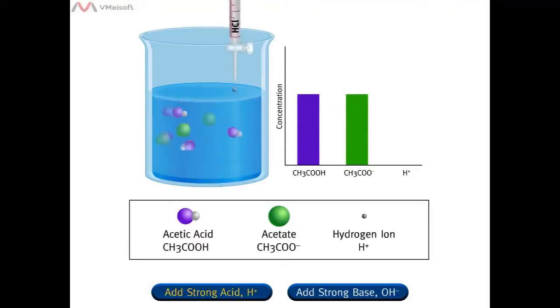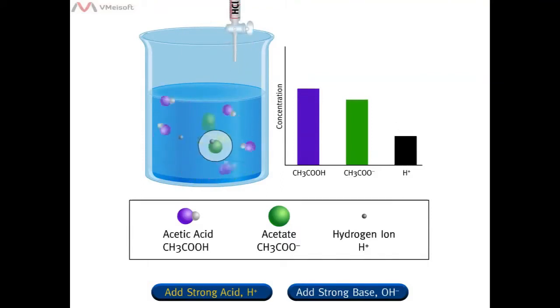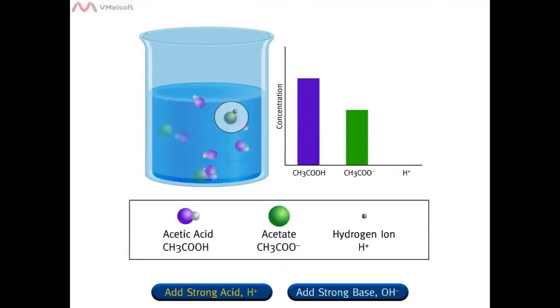Only hydrogen ions, H+, from the hydrochloric acid are shown entering the solution. Chloride is not shown because it is a spectator ion. It does not participate in the reaction.